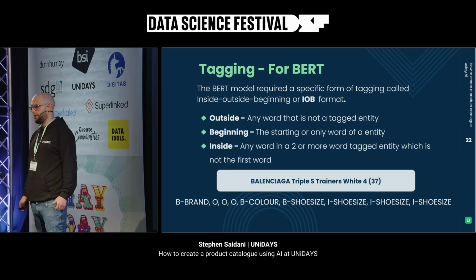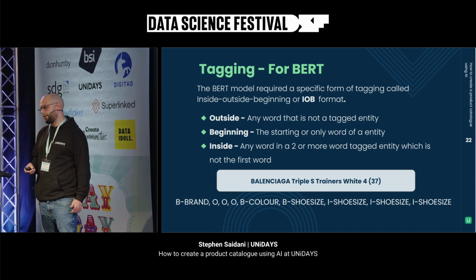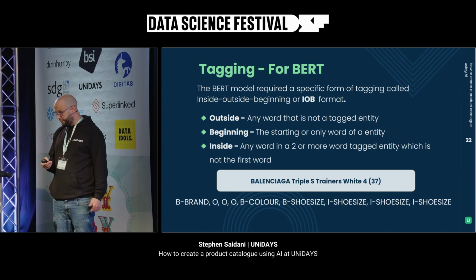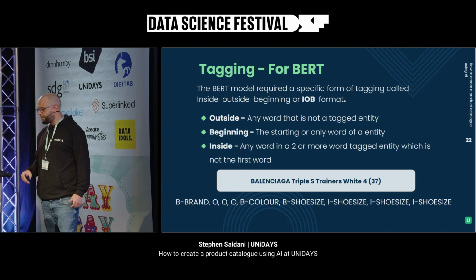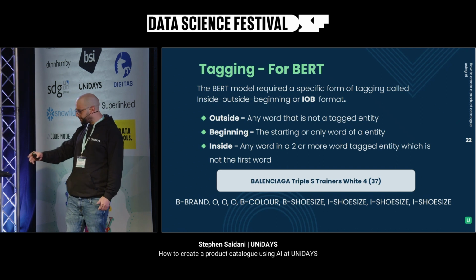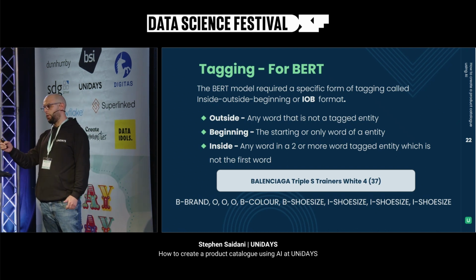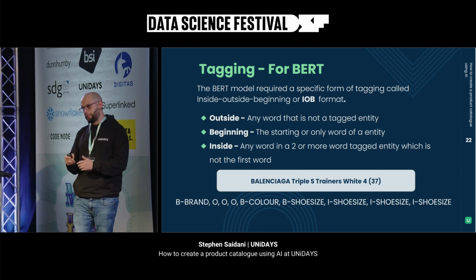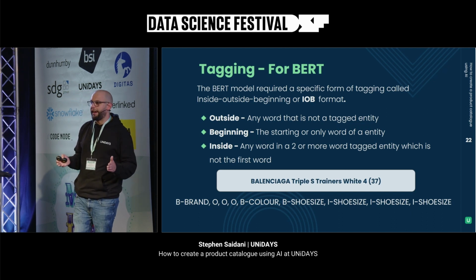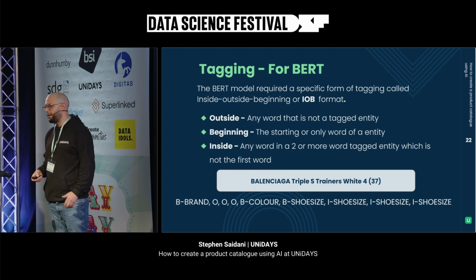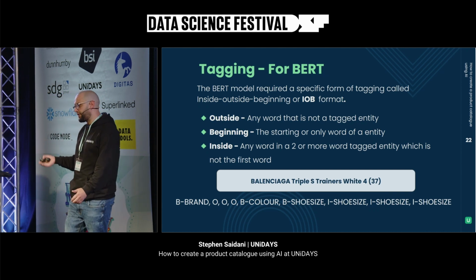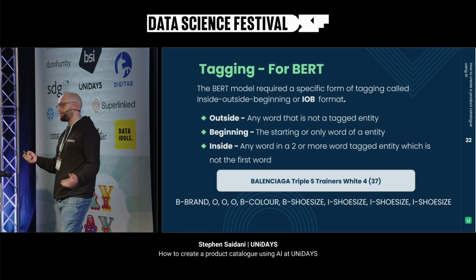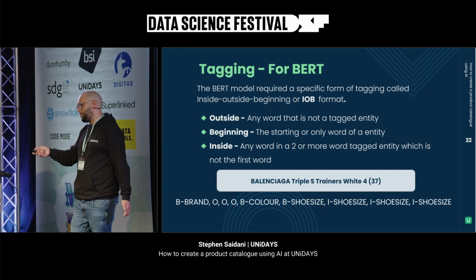So here's an example at the bottom: Balenciaga, triple S, training white 437. Any of the vigilant of you will notice that I've actually got more tags in there than actual words, and that's because you also have to separate out punctuation. In this case, we're having to separate out the parentheses into their own tags, because they do represent the shoe size, but they're not considered part of the number.